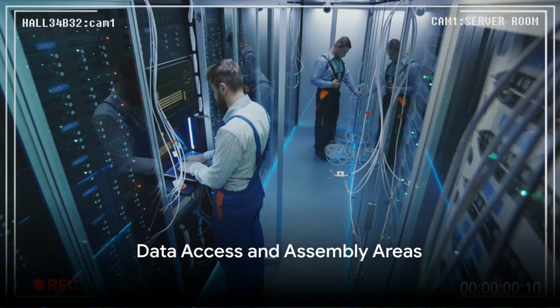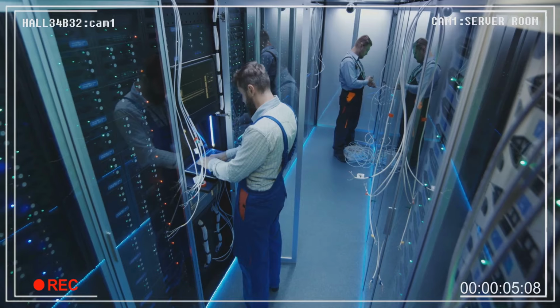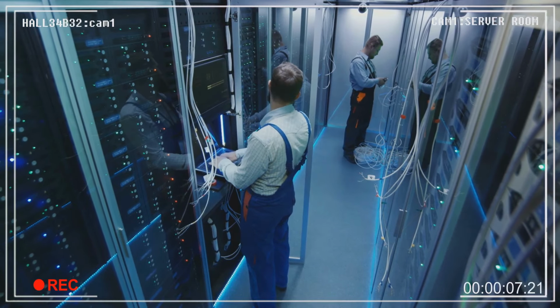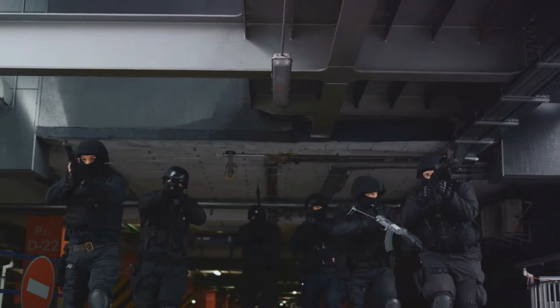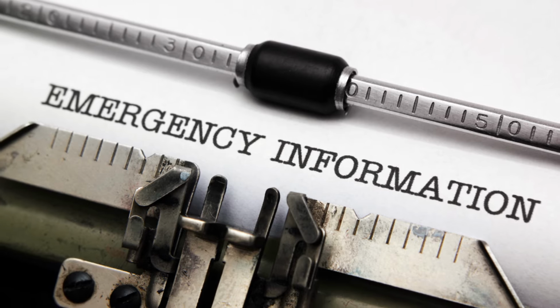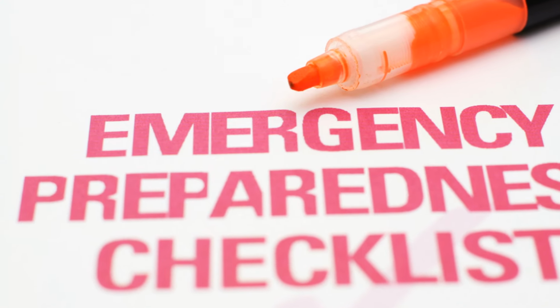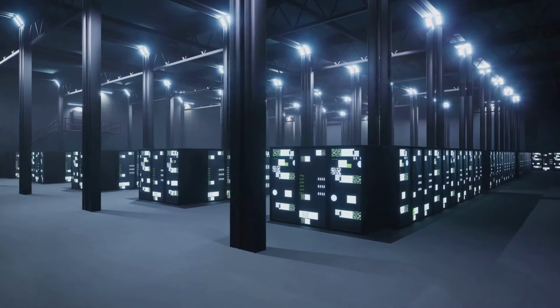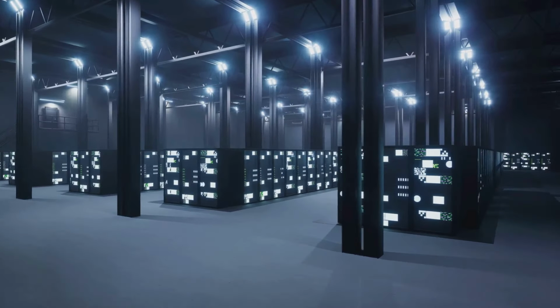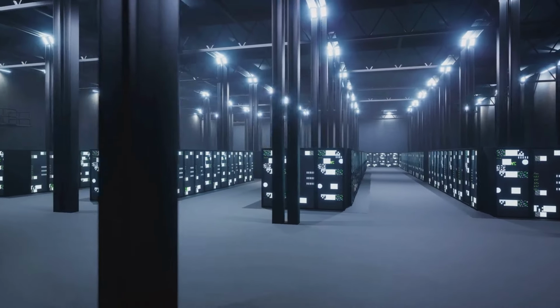Next, we delve into the importance of data access and assembly areas. A crucial part of any emergency plan is having readily available access control records, including visitor logs. In the unfortunate event of a bomb incident, these records can prove invaluable. They allow us to confirm the presence, or more importantly, the absence of individuals on site. With today's technology, these records can be stored digitally and made accessible remotely, ensuring they are always within reach when needed. But data access is only one piece of the puzzle.